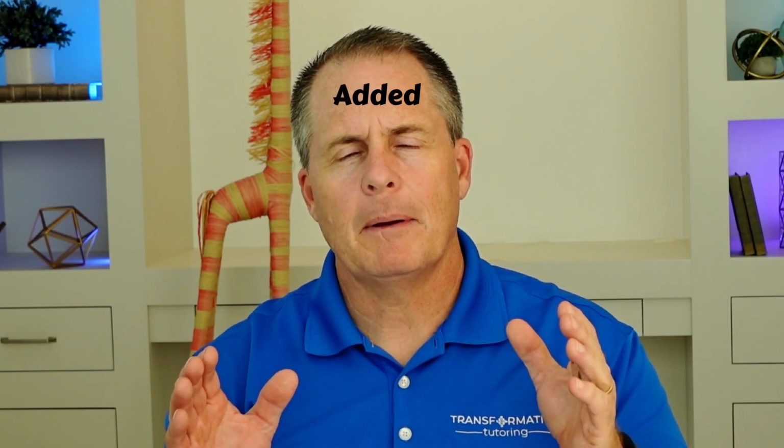Now, let's talk about what's been added. No topics have been added. You can have negative numbers for the short answer questions now. In the past, there was not a negative sign that you could bubble in on the bubble sheet. But now that it's computerized, you can.